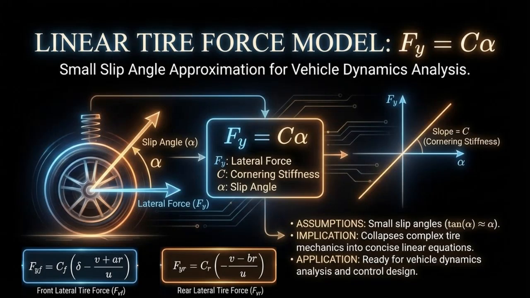For small slip angles, the lateral tire force is proportional to the slip angle. This relationship is written as Fy equals C times alpha, where C is the cornering stiffness. This linear model simplifies complex tire behavior into equations that are easy to use for vehicle dynamics and control. By combining the slip angle expressions with Fy equals C alpha, the front and rear tire forces Fyf and Fyr are obtained. These equations show how the steering input delta and the vehicle motions v, r and u together determine the lateral forces at the front and rear tires.